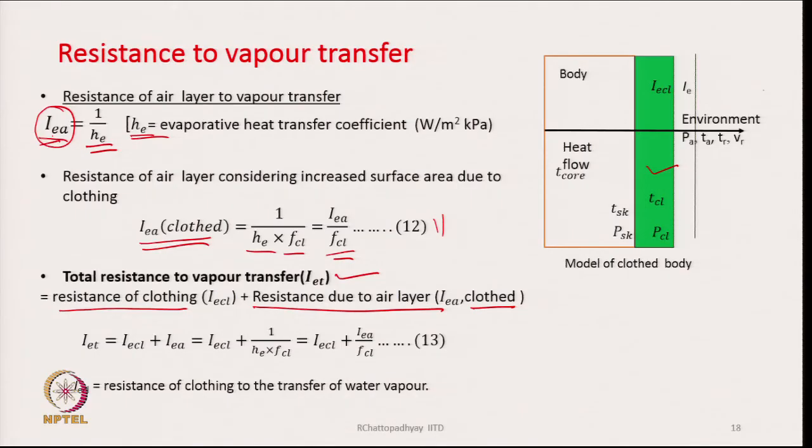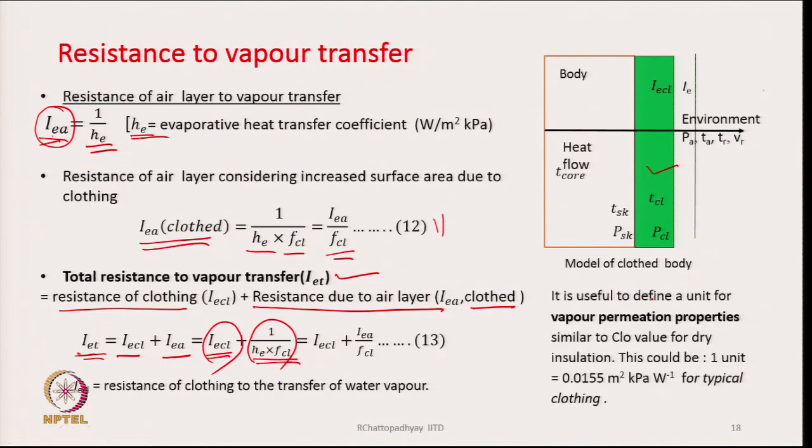See, so total resistance IET, T stands for total, is IECL and IEA, these two parts. IECL is the intrinsic resistance of the clothing, and IEA is the resistance of the air. The sum of them is going to be the total resistance, the clothing along with the boundary air layer. So, that is how we can find the total resistance to vapor transfer when the human body is covered by some layers of clothing.